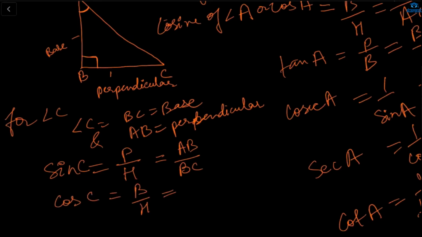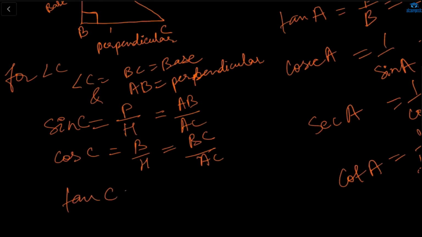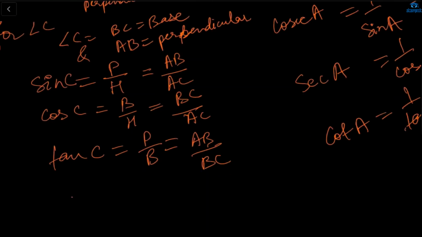So base is what? BC. BC by hypotenuse is AC. Wait, why have I written BC here? It will be AC. Okay. Now, if I go for tan C, it will be perpendicular by base. So perpendicular by base means AB by BC. Now similarly, if I go for cosec C, it will be hypotenuse by perpendicular, which will be equal to AC by AB.